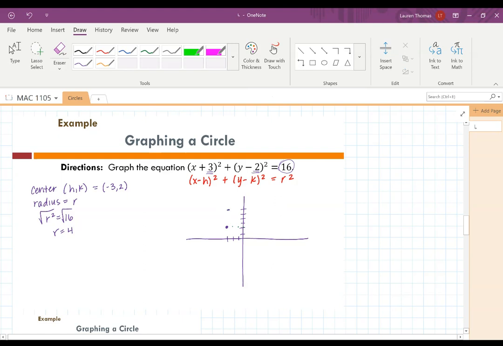I'm going to go 4 to the left. 1, 2, 3, 4. And I'm also going to go 4 down from my center. So 1, 2, 3, 4. 1, 2, 3, 4. All right, so I went 4 out from each direction. So I kind of made a little square around my center. And then I'm going to go ahead and connect those.